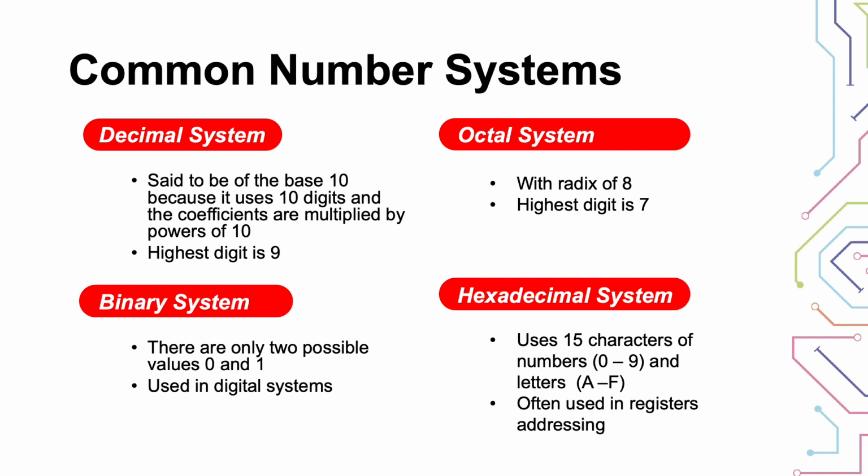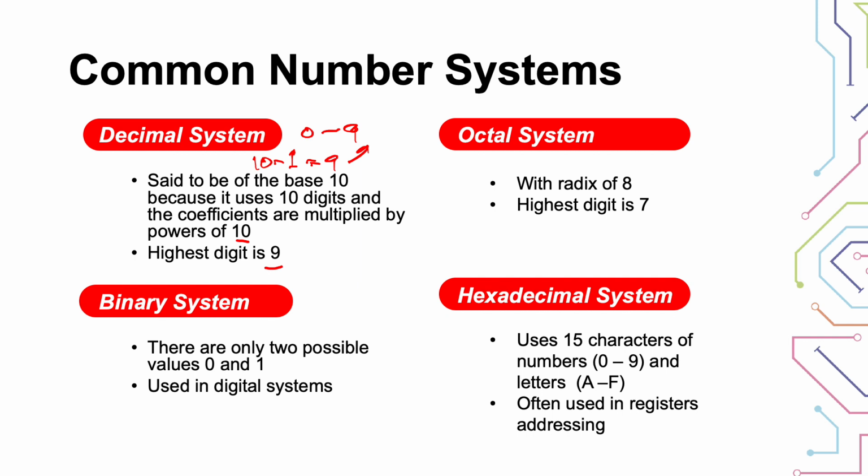So decimal system is said to be using base 10, and because it uses 10 digits, the coefficients are multiplied by the powers of 10. Okay, the highest digit is 9. Why? Because this is base 10, so it uses numbers from 0 to 9, since 0 is included. So the radix is 10 minus 1, equivalent to 9. Therefore 9 is the highest number.